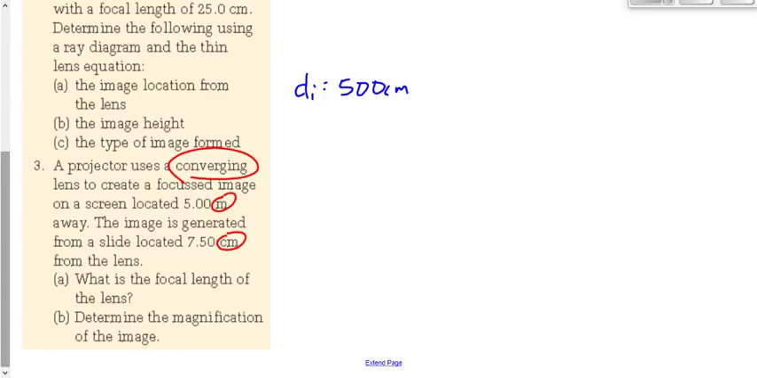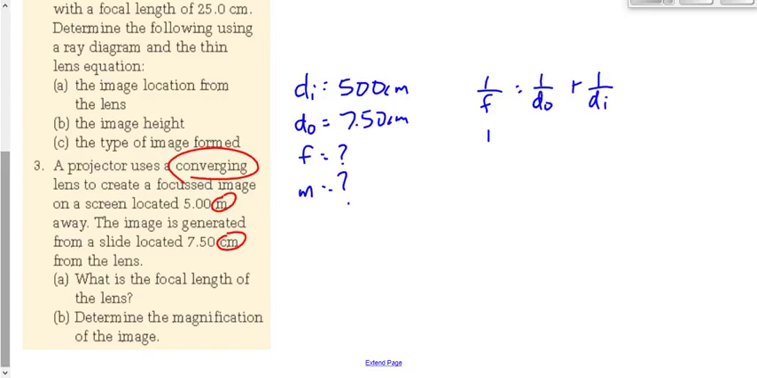If the image is formed on this screen, that's going to be DI. And if it's formed on a screen, it's got to be a positive value as well because it's a real image formed on a screen. We're going to say DO, the object distance, that's the distance from the slide to the lens, is going to be 7.50 centimeters. We want to find F and we want to find M. So 1 over F equals 1 over DO plus 1 over DI. 1 over F is equal to 1 over 7.5 plus 1 over 500.